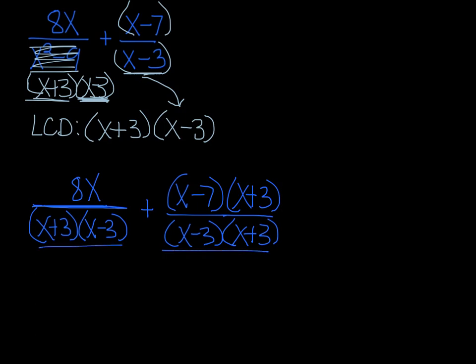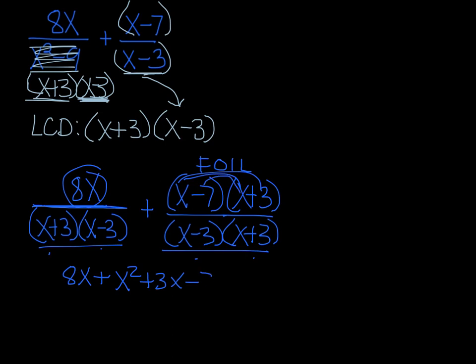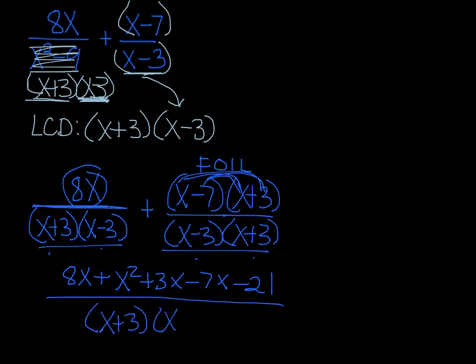Now our denominators are the same. And it doesn't matter if the plus or minus comes first. They're still the same. A, B, and B, A are the same thing. So I'm going to combine the numerators. I've got 8x plus, and I need to FOIL this out. So x times x is x squared. x times 3 is 3x. Negative 7x. And negative 21. And that's all going to be over our one common denominator, x plus 3, x minus 3.